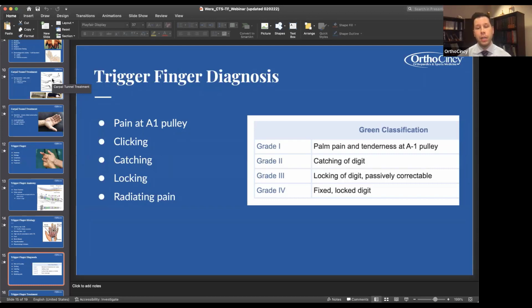And the way we grade it is grade 1 is the least worst, and then grade 4 is the most severe. Grade 1 is you just have pain at the palm and tenderness when we press on the A1 pulley. There's no clicking or catching at that point, but it can progress to catching of the finger as you make a fist. Grade 3 is when there's actual locking associated with that, and you have to pull the finger out straight. And then grade 4 is the most severe, and that's when the finger is actually stuck. It can't move. And that's obviously pretty severe.